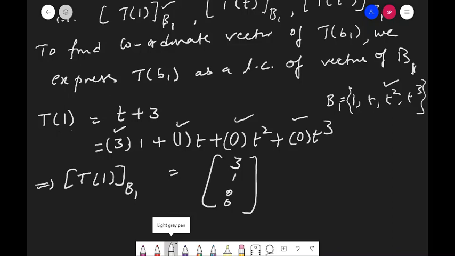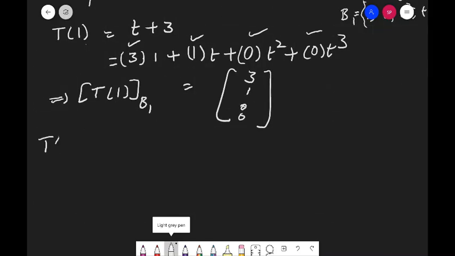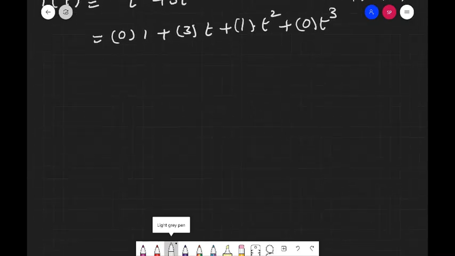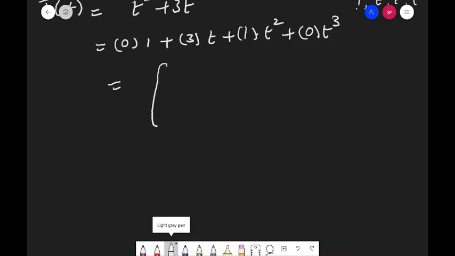And similarly, if I take T of t, I have t square plus 3t. This also I have to write as a linear combination like this. There is no constant, so it is 0 into 1 plus a t term is there, so it is 3 into t plus a t square term is there, so it is 1 into t square. There is no t cube term, so it is 0 into t cube. So what will be this one? 0, 3, 1, 0.